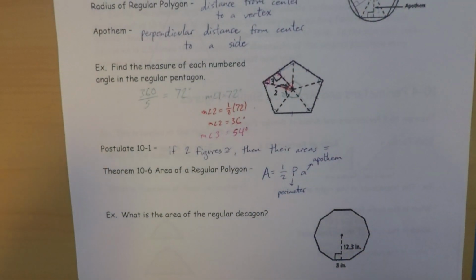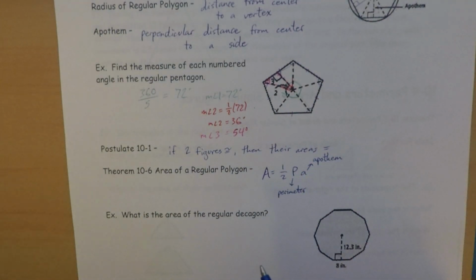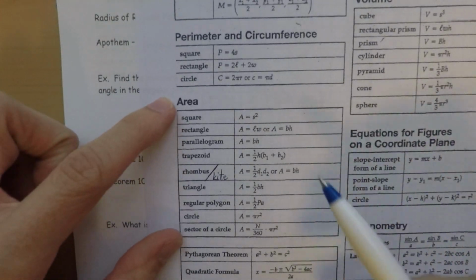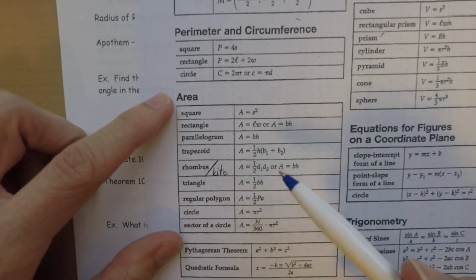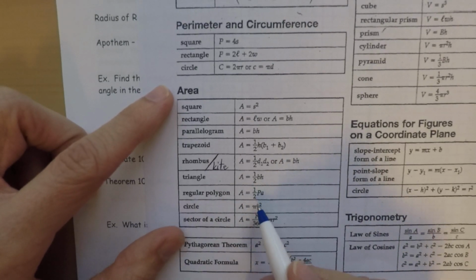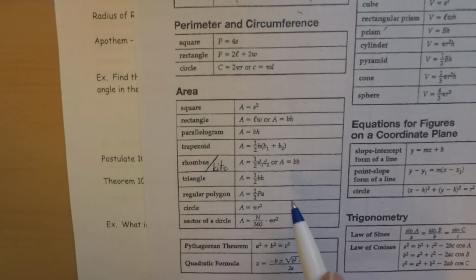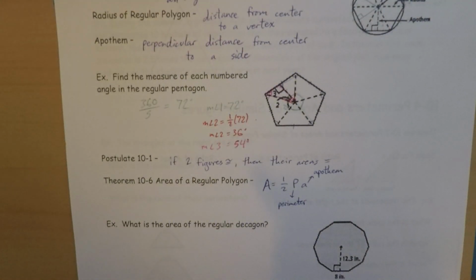Whether you know that or not doesn't matter. You just need to be able to use the formula. It's nice and short: 1/2 perimeter times apothem. This formula is also on your formulas sheet that you get for the test. Down here in this section of area, we've already shown you the area of rectangle, parallelogram, trapezoid, rhombus, kite, and triangle. Right here, area of a regular polygon is 1/2 P A. P stands for perimeter, A for the apothem. So you have the formulas. What you just need to know is what all these letters stand for.